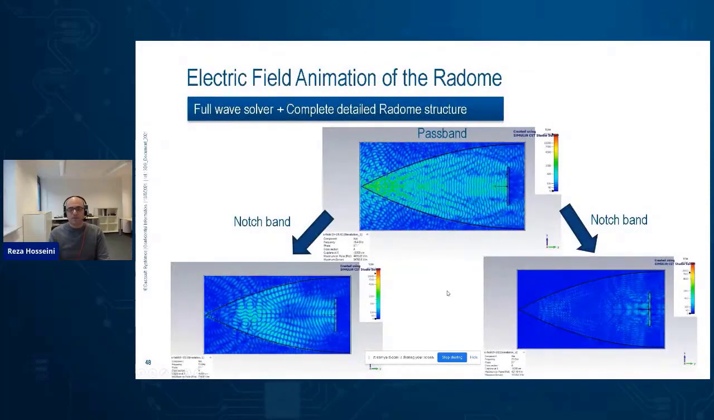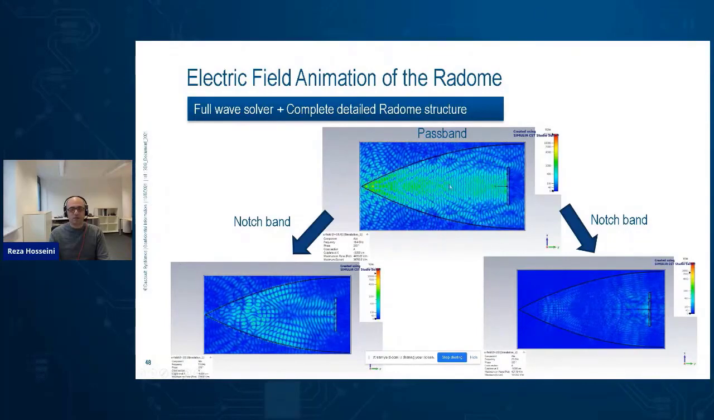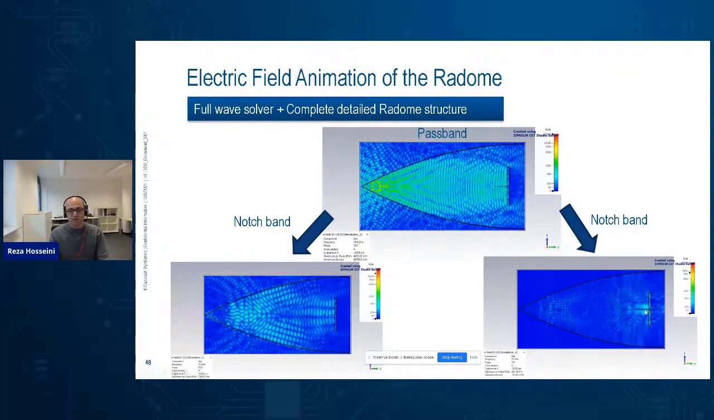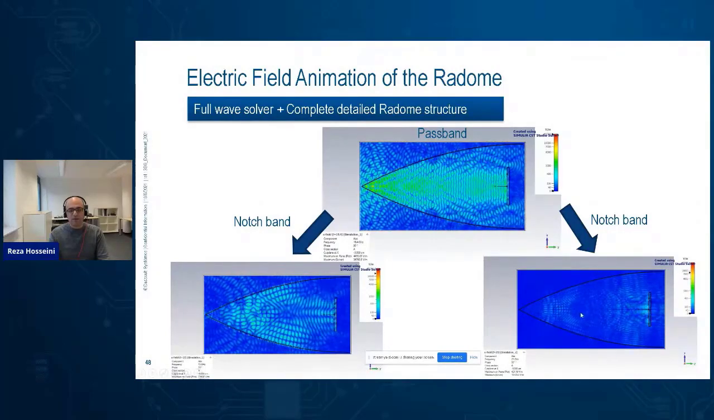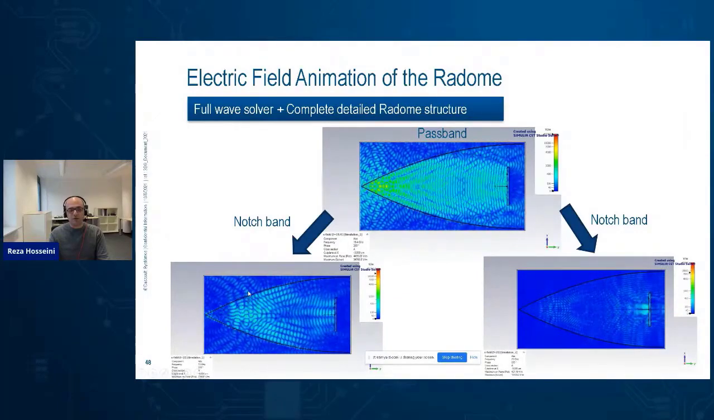Yeah, so let's look at the electric field animation of the radome. If you're looking at the passband, this is the full model with the antenna. The antenna starts radiating, the field reaches the radome, and they are getting out of the radome. But if you're looking at the notch band, either at 25 gigahertz or 15 gigahertz, we see that the radiation of the antenna cannot get out of the radome. So they are pretty much damped. The scale of all the fields is the same. So you can see here the field literally getting out, but here it cannot, and also here it is pretty much damped.